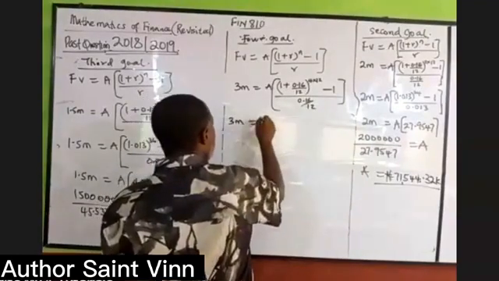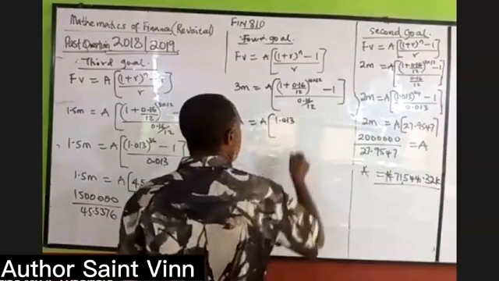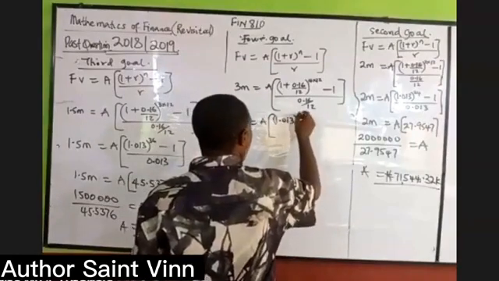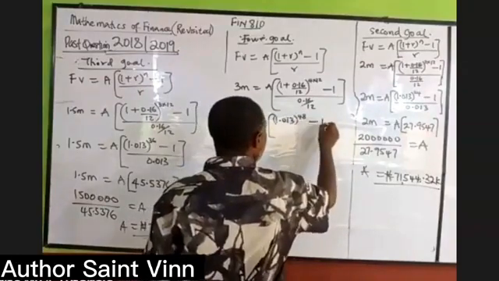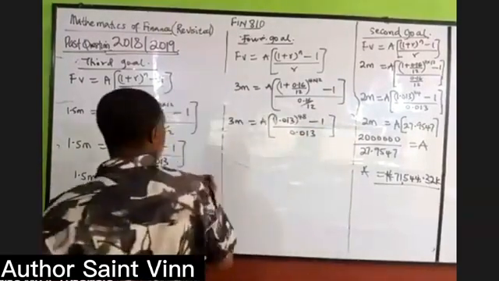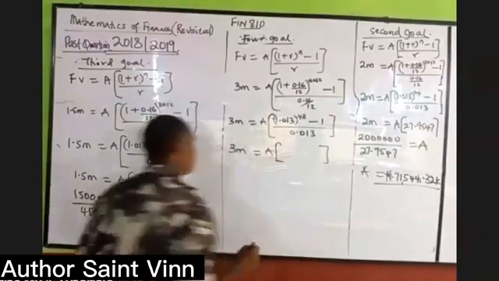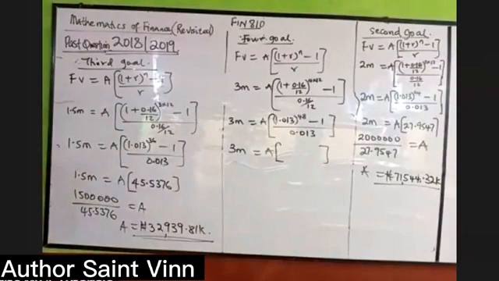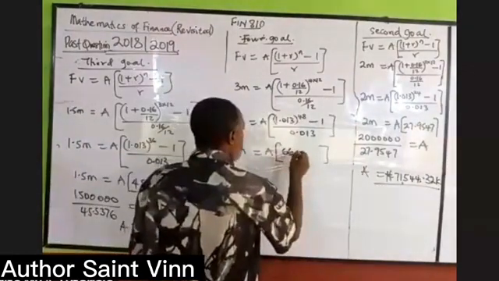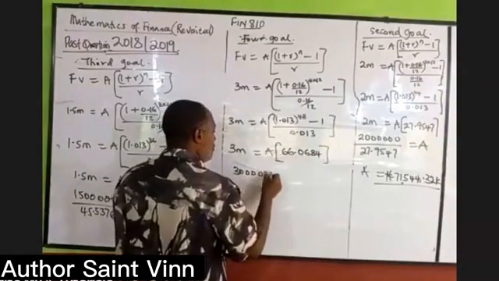We have 3 million equals A, 1.013 all raised to power 48, I suppose, minus 1, all over 0.013. Somebody help us? 1.013 raised to the power 48 is 66.0684. We all agree? We all concur?